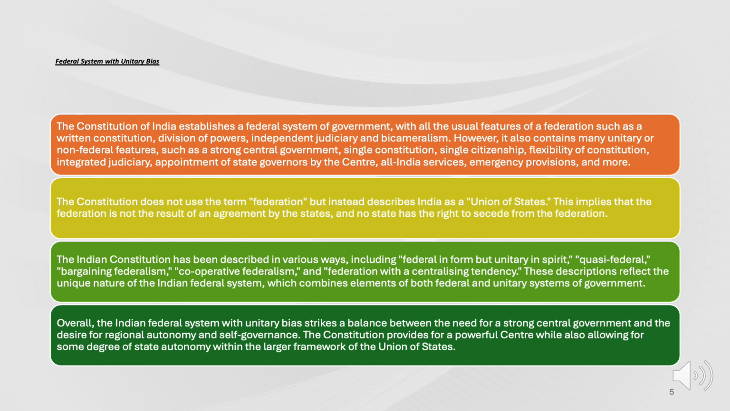These descriptions reflect the unique nature of the Indian federal system, which combines elements of both federal and unitary systems of government. Overall, the Indian federal system with unitary bias strikes a balance between the need for a strong central government and the desire for regional autonomy and self-governance. The Constitution provides for a powerful center while also allowing for some degree of state autonomy within the larger framework of the Union of States.